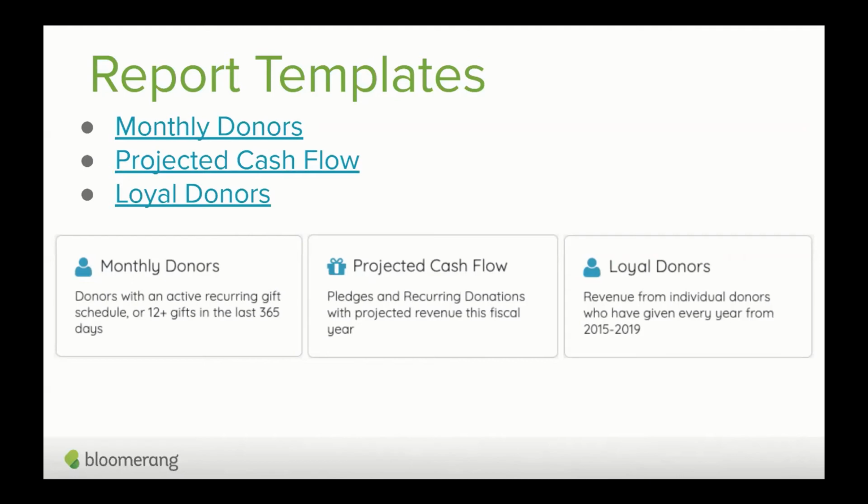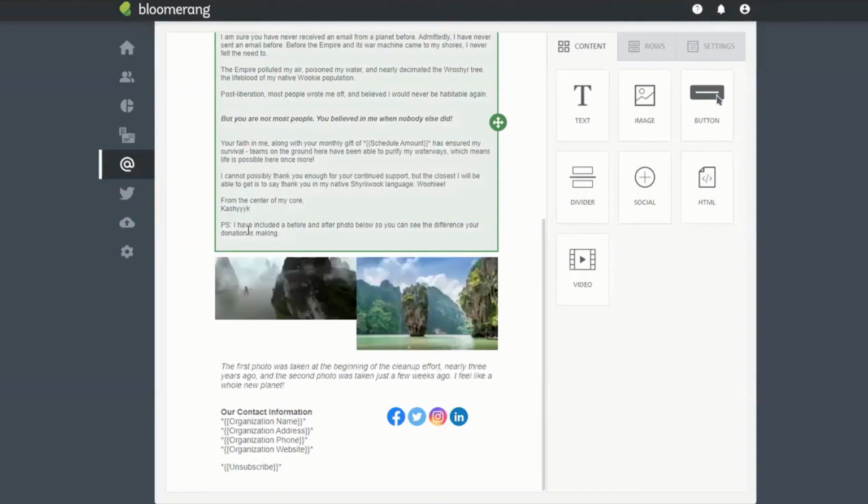So it'll tell you the amounts of your pledges and recurring donations, and you can change that time schedule. And then lastly, you can look at loyal donors. So it's people who have given every single year, during those longer time periods. So if we pop into Bloomerang for this one, I will show you how to get there.